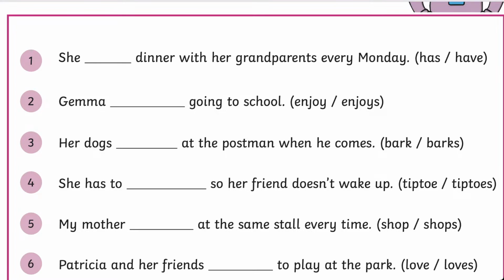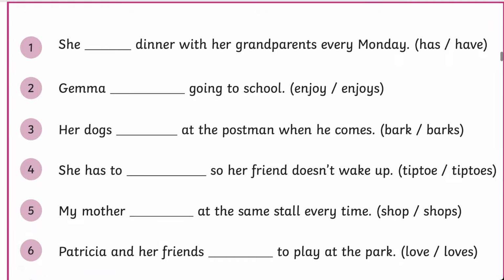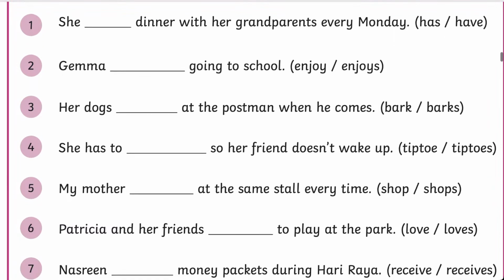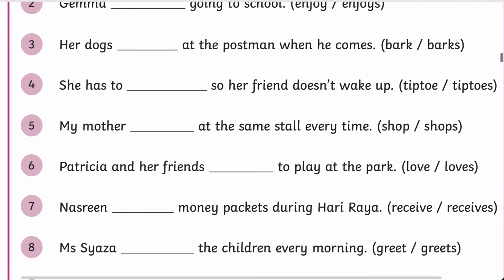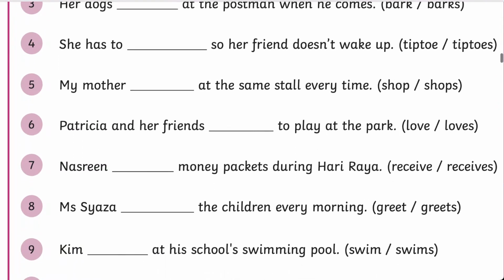Her dogs bark at the postman when he comes, or her dogs barks at the postman when he comes. She has to tiptoe so her friend doesn't wake up. She has to tiptoes so her friend doesn't wake up. My mother shop at the same stall every time. My mother shops at the same stall every time. Where's she shopping? A horse barn?